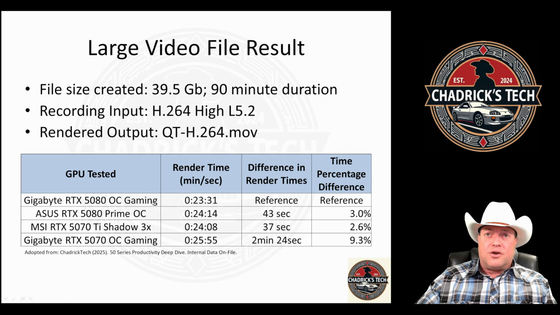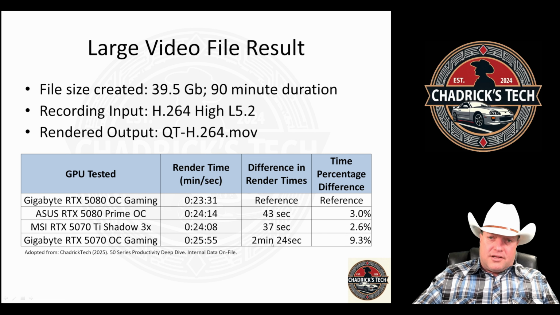23 to 25 minutes. So the fastest time is the Gigabyte OC Gaming. Slower by 43 seconds is the other 5080. 37 seconds is the 5070 Ti. Now they kept swapping spots, and they were roughly neck and neck. The 5070 Ti and the 5080 were right there, anywhere from 2 to 3% difference. Let that sink in a minute. What are we spending on these cards now? Let that sink in. And then if you had the 5070, you're like 2.5 minutes longer.